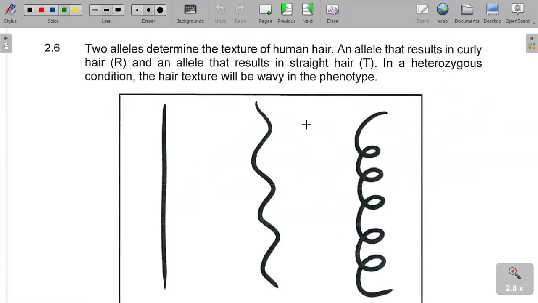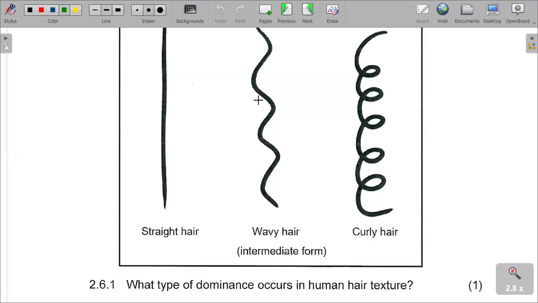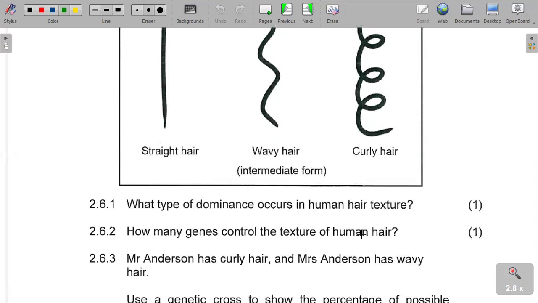Let's quickly answer the last part of the question, which is alleles that determine the texture of human hair: an allele that results in curly hair, and an allele that results in straight hair. In a heterozygous condition, the hair texture will be wavy in phenotype. So that is it: straight hair, that is the allele, and then the wavy hair, and then the curly hair.